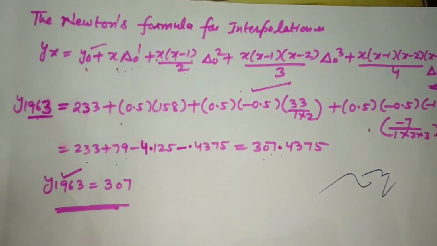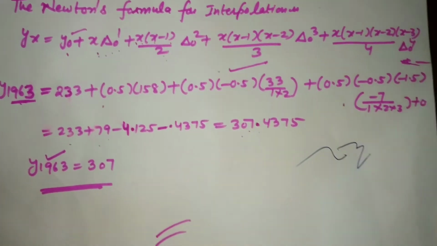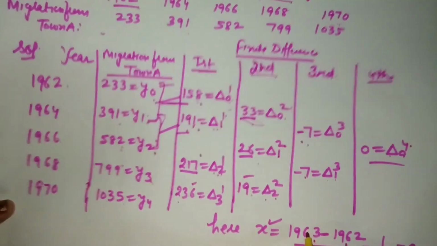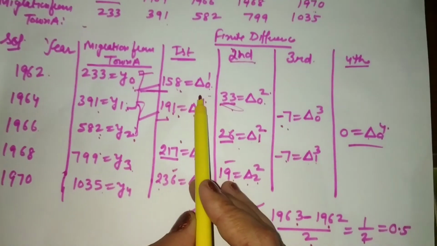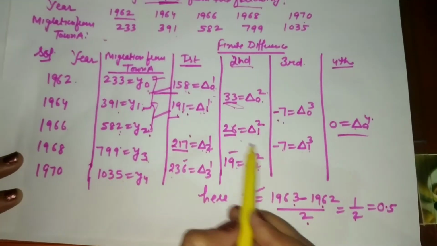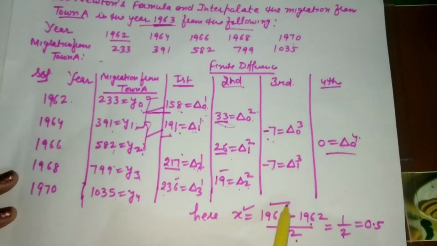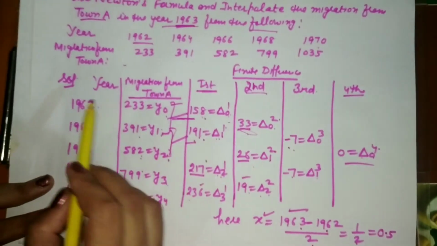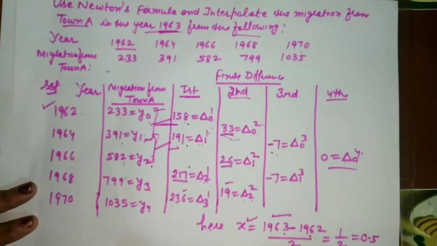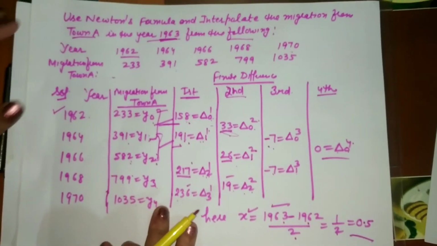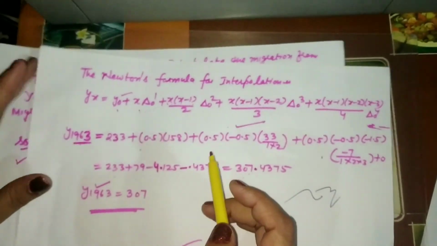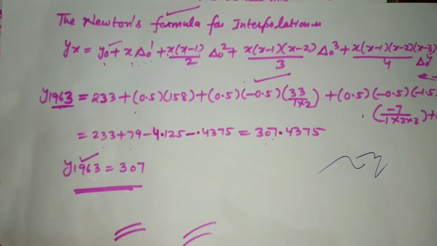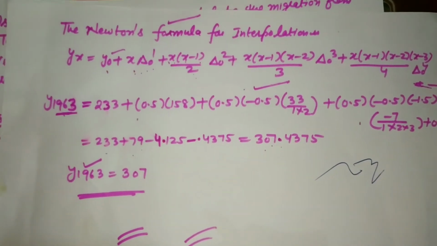So this is the illustration by Newton's method. In this question, we first calculate the differences, and then we calculate the value of x, that is, for which year we want to find. That means 1963 minus the initial year 1962, divided by 2, I calculated 0.5. Then I used all these values in the given Newton's formula for interpolation. So I got this value. This is the illustration of Newton's formula for interpolation.